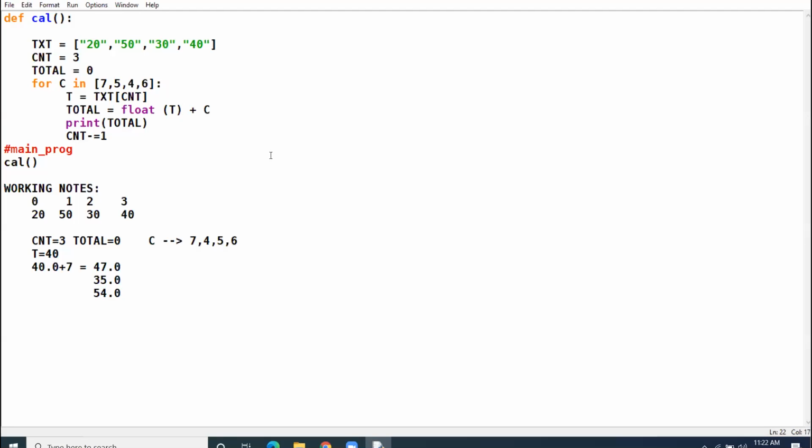Very fine. Now, at the last stage, we have count minus 1. 1 minus 1, 0. So at 0, we have 20. 20 is stored in the variable T. 20 is converted to float type. It becomes 20.0 and it is added with the last value of C, that is 6. So it becomes 26.0. So this is your final answer.